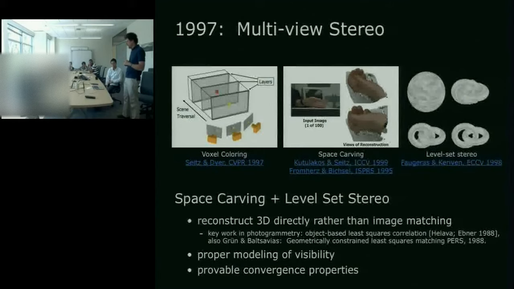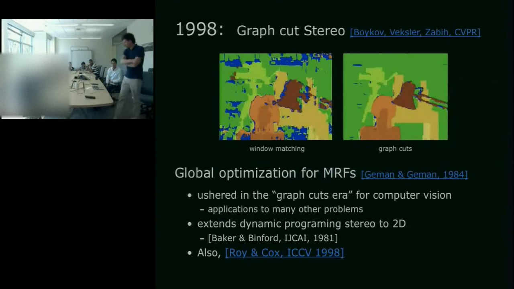Also visibility modeling. It turns out that figuring out which point is visible in which image is difficult, but if you do it in scene space the right way, you can solve this problem. And these were the methods that basically first described how to solve the visibility problem in a principled way, with provable convergence properties and so forth. Okay, so these are important results in 3D computer vision.